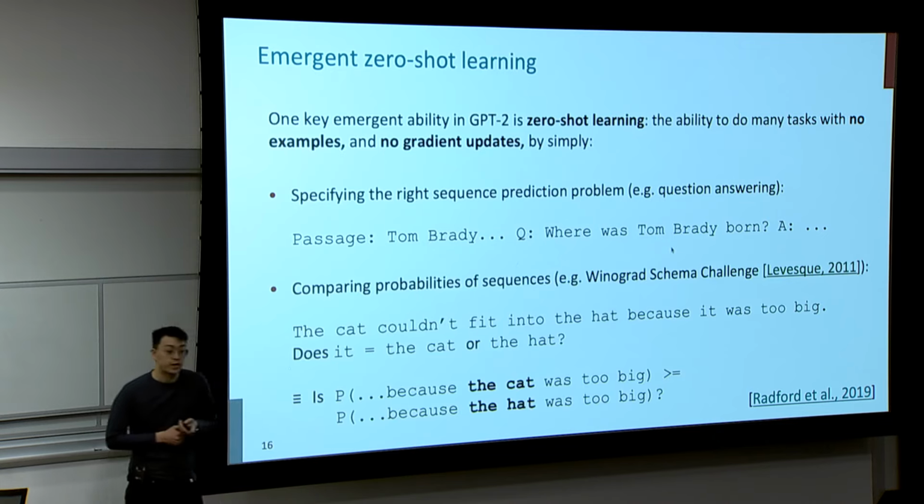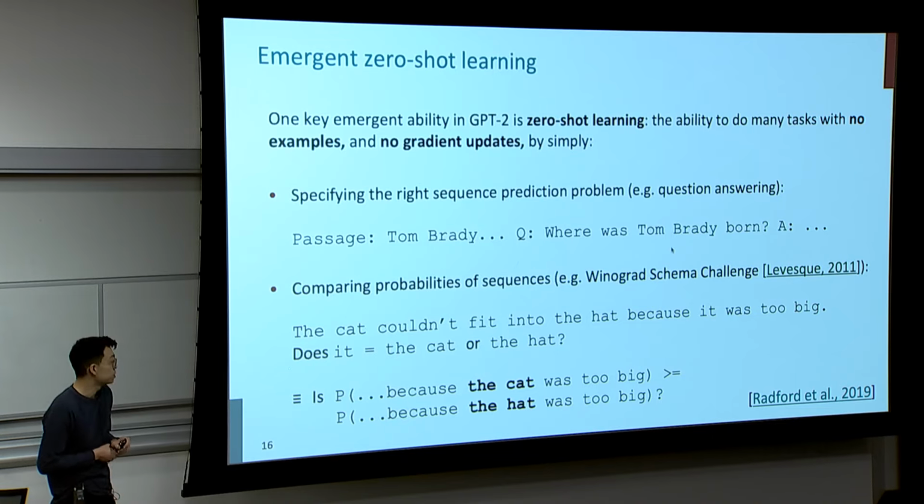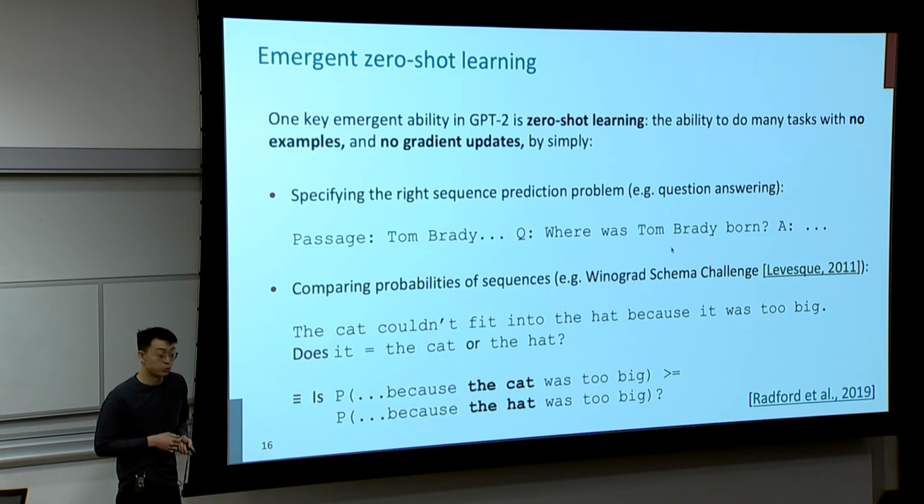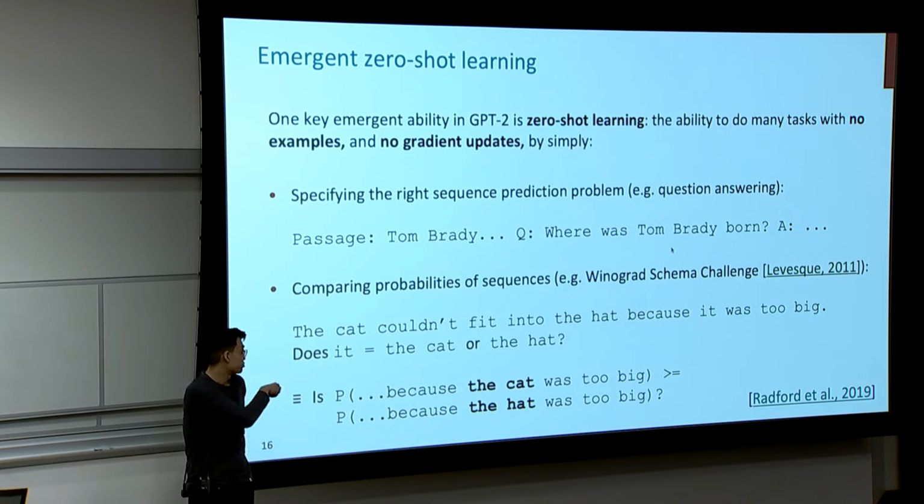For other tasks, like classification tasks, another thing you can do is compare different probabilities of sequences. This task is called the Winograd Schema Challenge. It's a pronoun resolution task. The task is to resolve a pronoun, which requires some world knowledge. So one example is something like, the cat couldn't fit into the hat because it was too big. And the question is whether it refers to the cat or to the hat. Right?